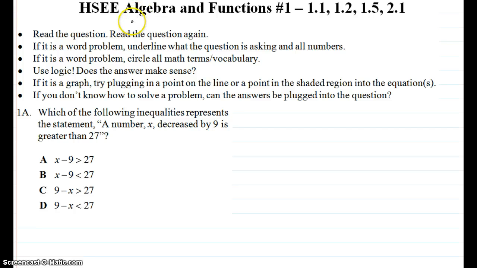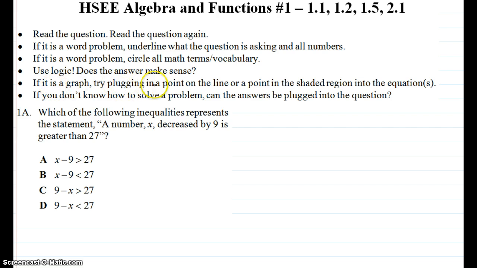Alright, as we get started, we're going to start doing review for the exit exam coming up. So it's important to remember these steps: read the question and read the question again so you understand what it's asking. If it's a word problem, underline what the question is asking and all numbers. If it's a word problem, circle all math terms or vocabulary. Use logic. Does the answer make sense?